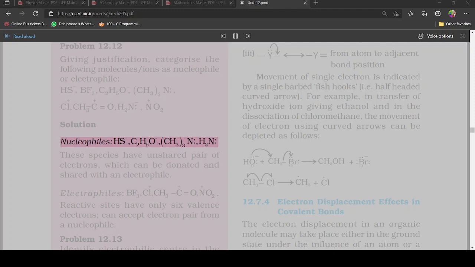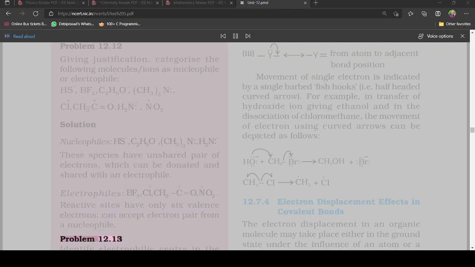These species have unshared pair of electrons, which can be donated and shared with an electrophile. Electrophiles: BF3, Cl, CH3CO. Reactive sites have only 6 valence electrons, can accept electron pair from a nucleophile.